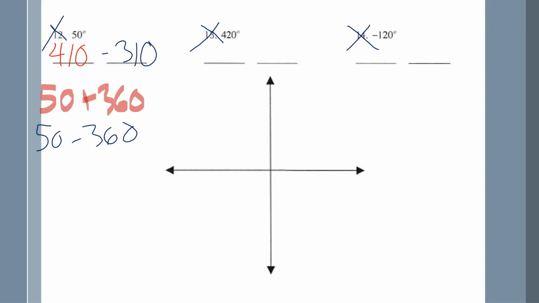All right. So let's do 420. So 420 plus 360, that's 780. All right. So let's do a negative one. 420 minus 360. And that's just 60. So we both know that this is going to be somewhere over here.